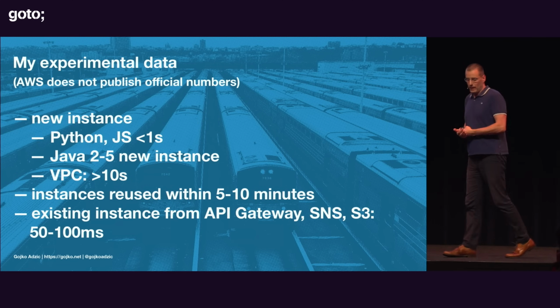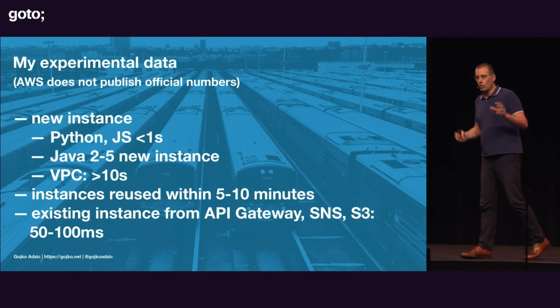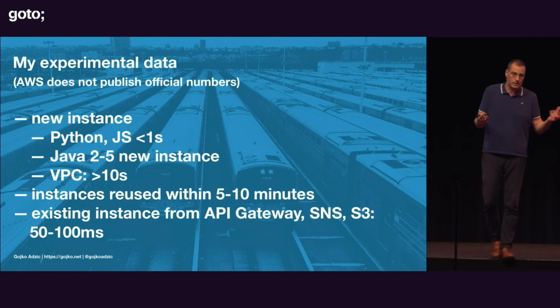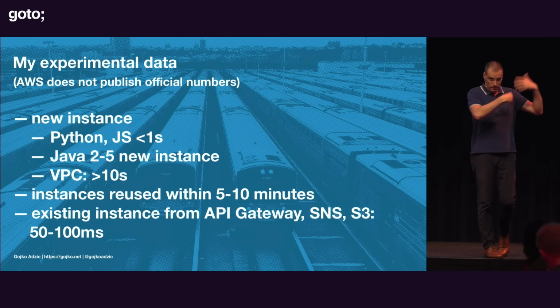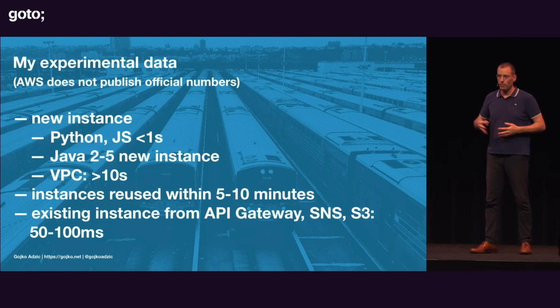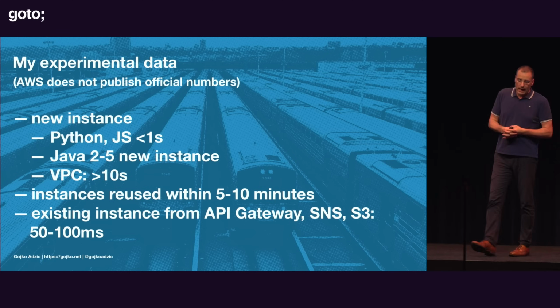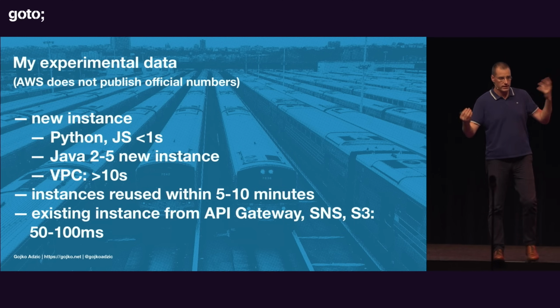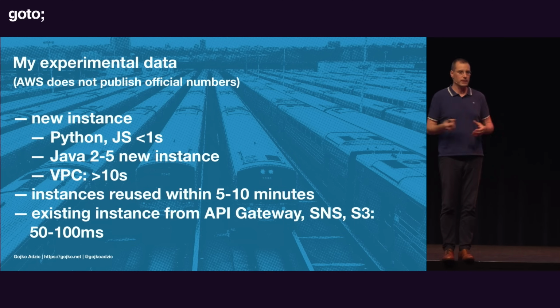There's a couple of interesting aspects of this as well. There's no official data on how frequently an instance is going to get reused, but my experience is that if a new message comes in within a few minutes, it will be reused if it's not busy. If it's more than 10 minutes, you're probably going to get a new instance. And reaching an existing instance from event sources is about 50 to 100 milliseconds.